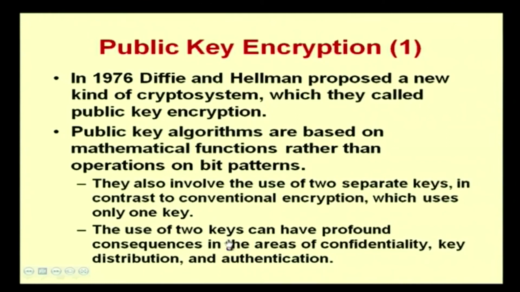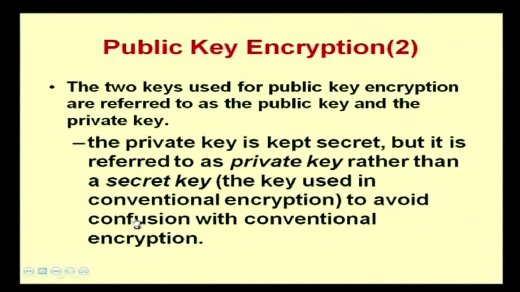Why do you want to use two keys? Because two keys can have profound consequences in the area of confidentiality, key distribution and authentication. The two keys used for public key encryption are referred to as the public key and the private key. The private key is kept secret, but it is referred to as a private key rather than a secret key because of convention and to avoid confusion with conventional encryption.